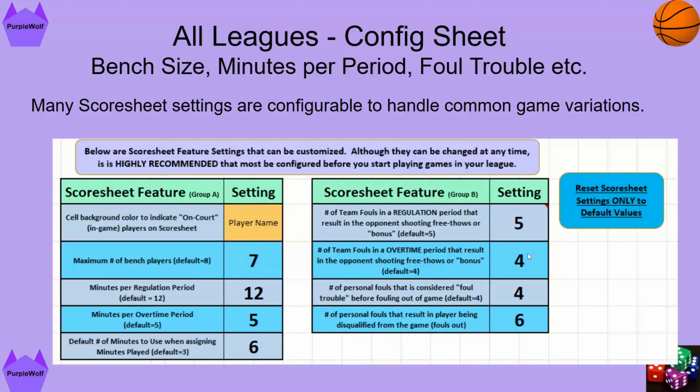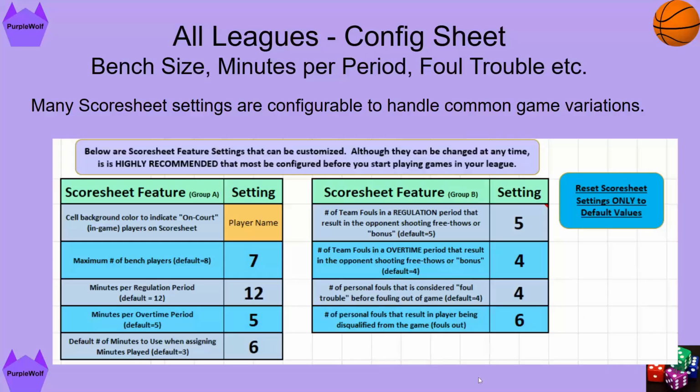Similarly, in an overtime period, what's that number for reaching this bonus status? This is kind of complicated now with fouls in the last 2 minutes and all that stuff. This doesn't really track that, so as far as that goes, you have to deal with that. This is just number of fouls.